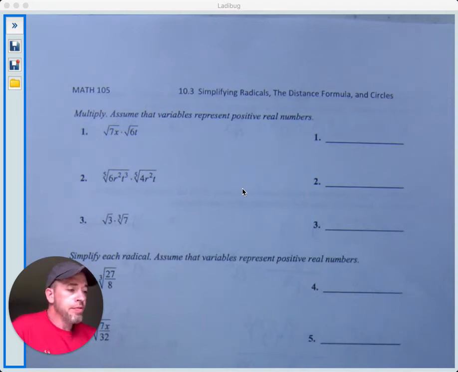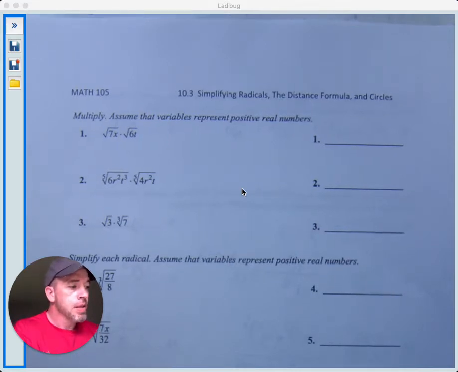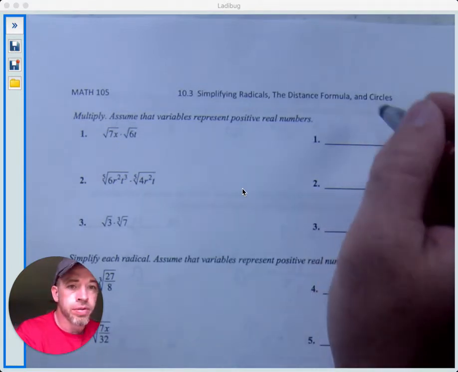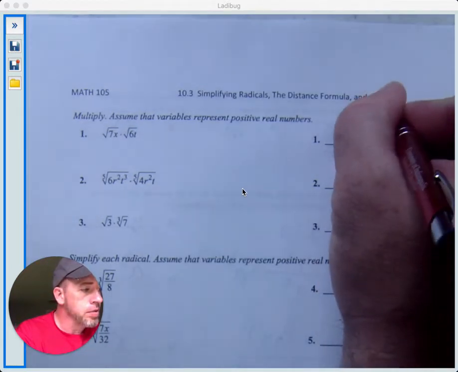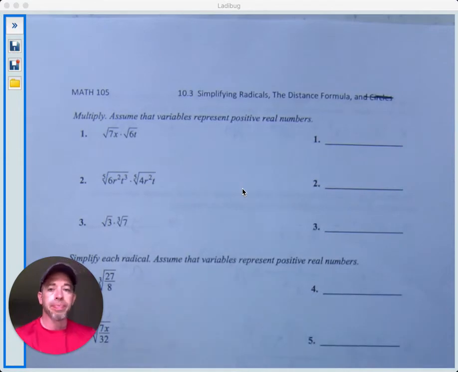All right, we're ready for section 10.3. We are going to start looking at simplifying radicals and also the distance formula. And I think the Pythagorean theorem shows up in this section. And the circles, we're actually not going to do circles. All right, but we'll talk about the rest of these things.